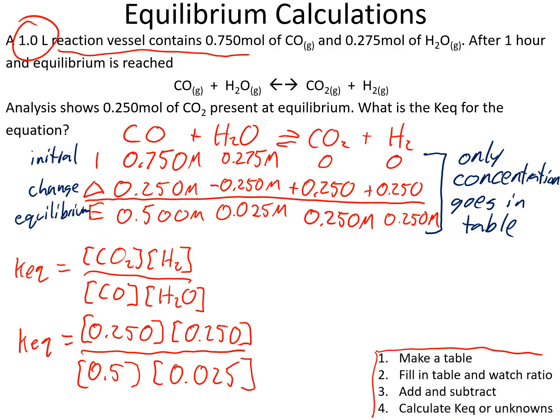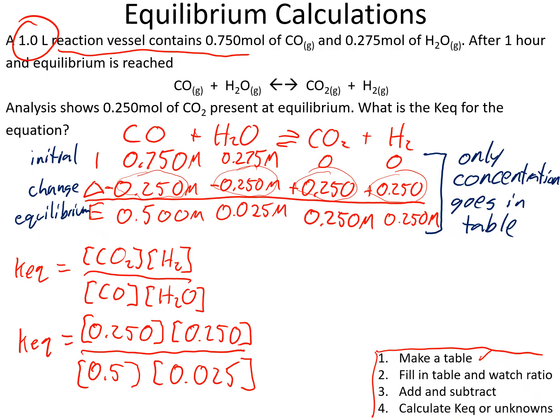So what I've done is, my first step is I made a table. I filled in the table and I watched my ratios. This was a really easy question because my ratios were just 1-to-1 to 1-to-1. That's why these values right here are all going to be the same. Now, I forgot to write a little negative right there, but if one side is increasing, then the other side has to be decreasing. So I then subtracted my changes. So 0 plus 0.25 is 0.25, and 0.275 minus 0.25 is 0.025. So I did all that stuff.